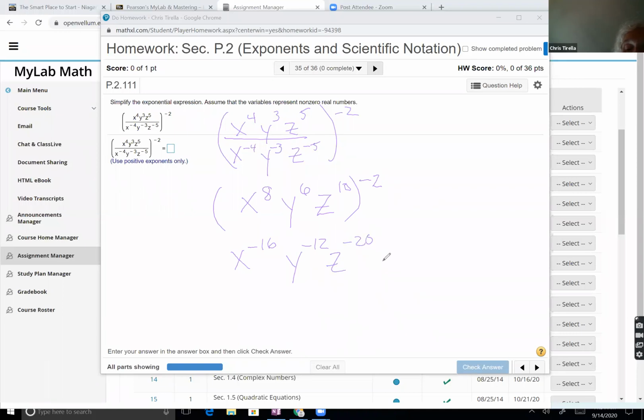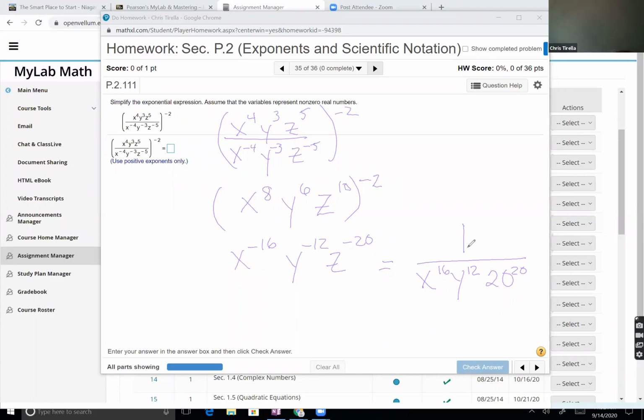Then to write with positive exponents, I'm going to turn it into a fraction. Factors with a negative exponent become positive when they move to the denominator. And if there's nothing left, the numerator is 1.